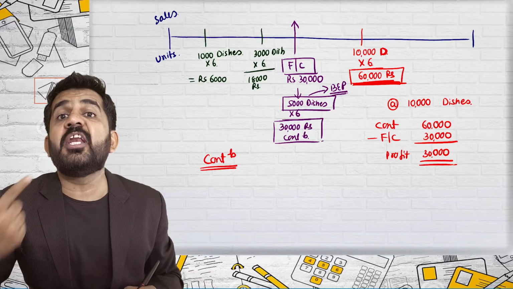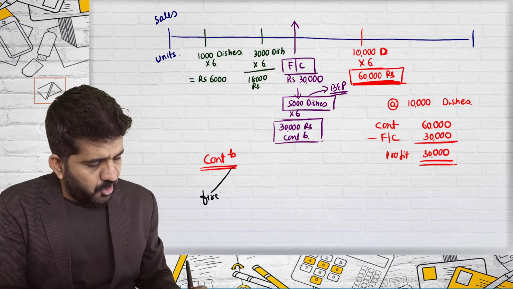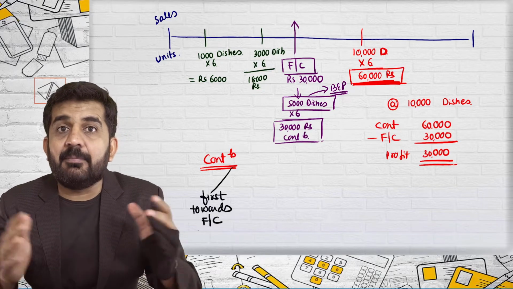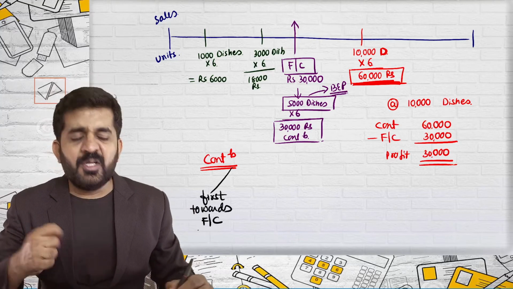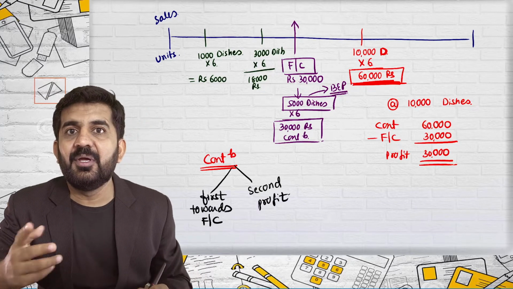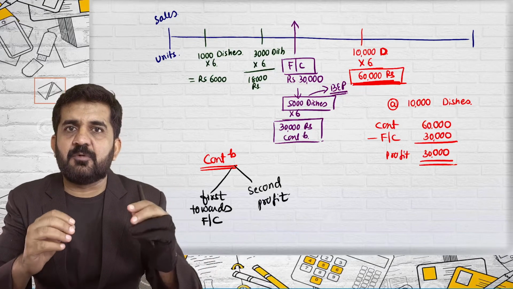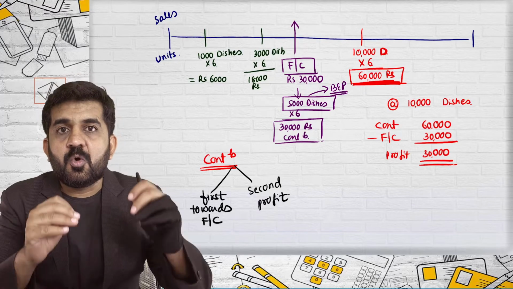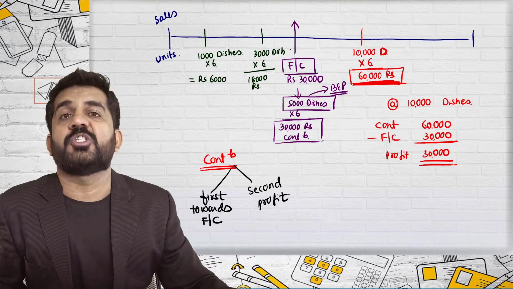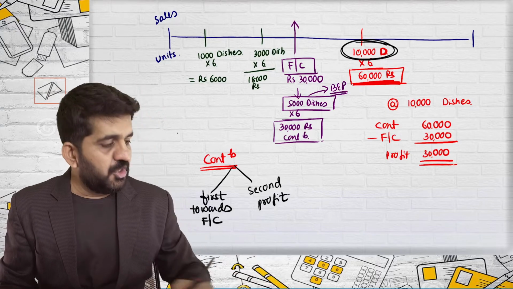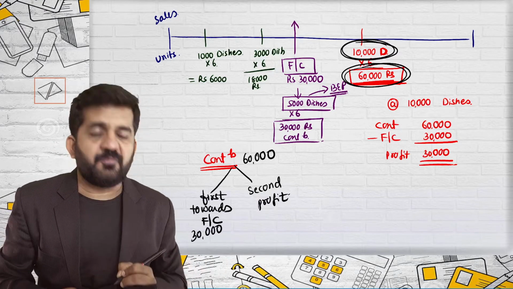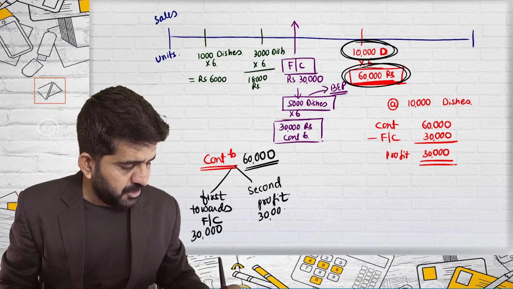Contribution contributes first towards fixed cost. So what will contribution be doing? It will try to cover fixed cost first. Once the fixed cost is covered, it will contribute towards profit. See the name, contribution towards fixed cost. So first it will start covering fixed cost, and then it will contribute towards the profit once fixed cost is covered. So at 10,000 dishes, what is your contribution? 60,000. First, it will cover fixed cost. 30,000 is your fixed cost. So the remaining contribution of 30,000 is nothing but your profit.